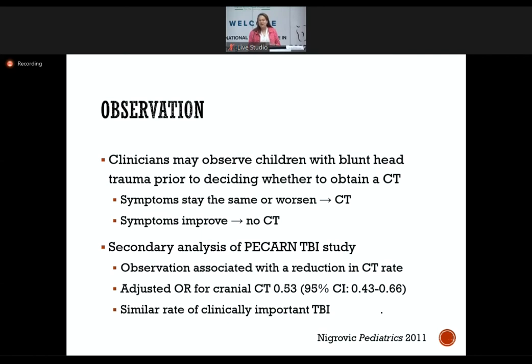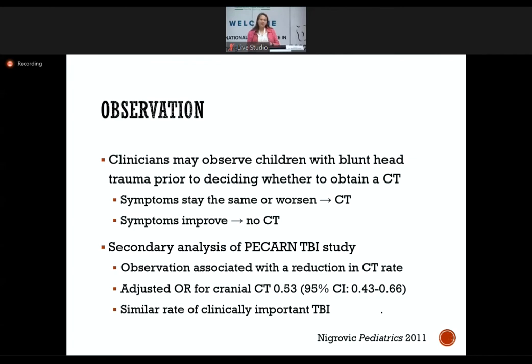This can be challenging in a busy emergency room where you have a lot of patient turnover. They don't necessarily need to be in an acute care room. They can be in the waiting room and called back for reassessment. Does the strategy work? And I would say yes. We've done a secondary analysis of the initial PECARN study, and those patients who were observed, because we collected information about clinician practice, had a much lower CT rate. In fact, the adjusted CT rate for severity of injury was almost half in the group that was observed compared to the group that was not observed, but despite a similar rate of clinically important traumatic brain injury.